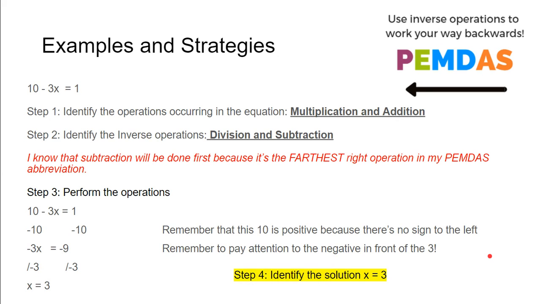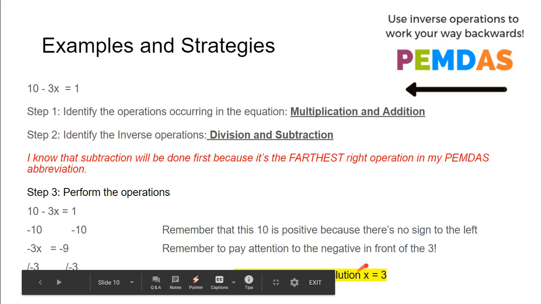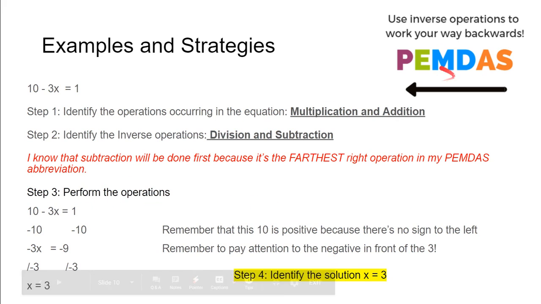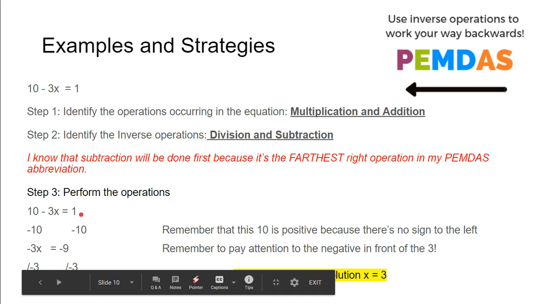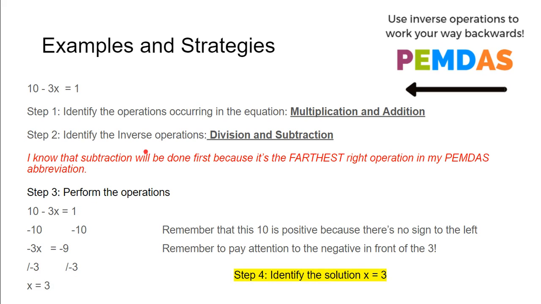Now, if you're just a little confused, always make sure that you check your work at the end. So you could take this answer and plug it back in and do regular left to right PEMDAS. So I have 3. I plug it back into my equation: 10 minus 3 times 3. I'm going to multiply first. So 3 times 3 is 9. Then subtract second. 10 minus 9 is 1. And that checks out.